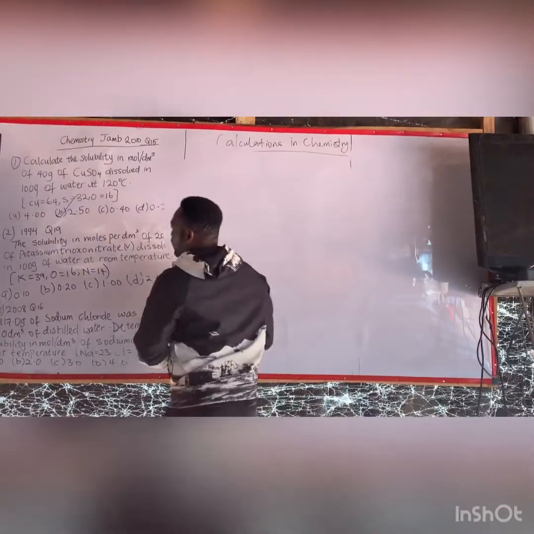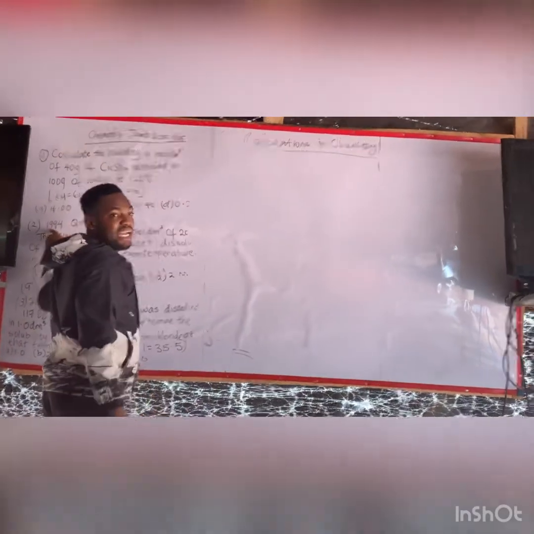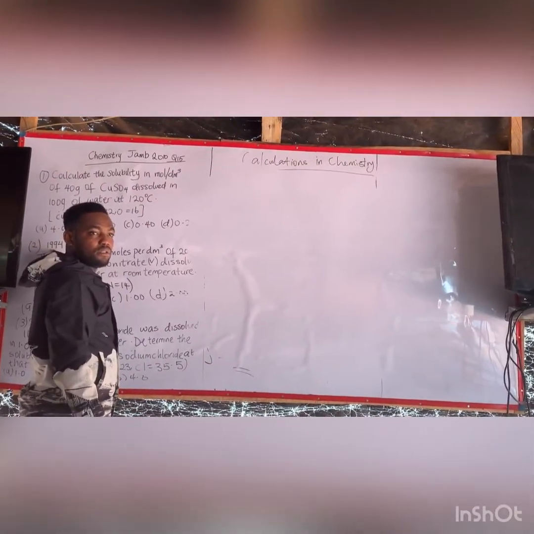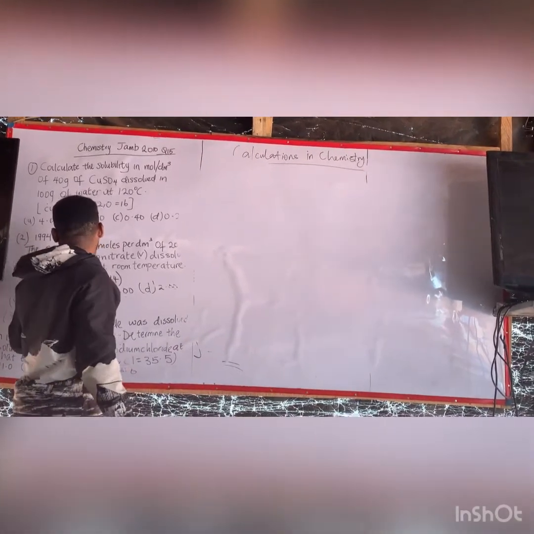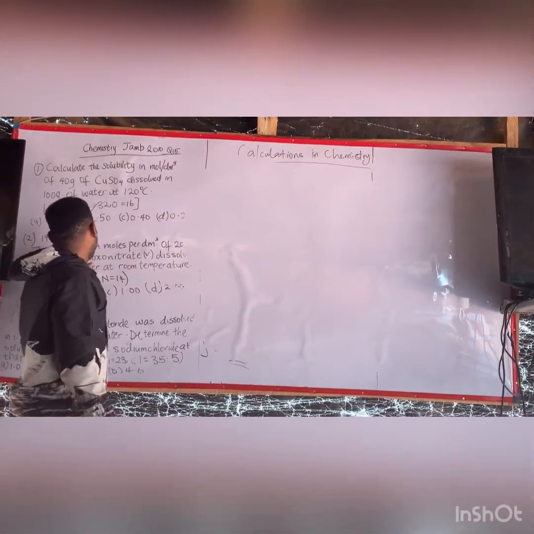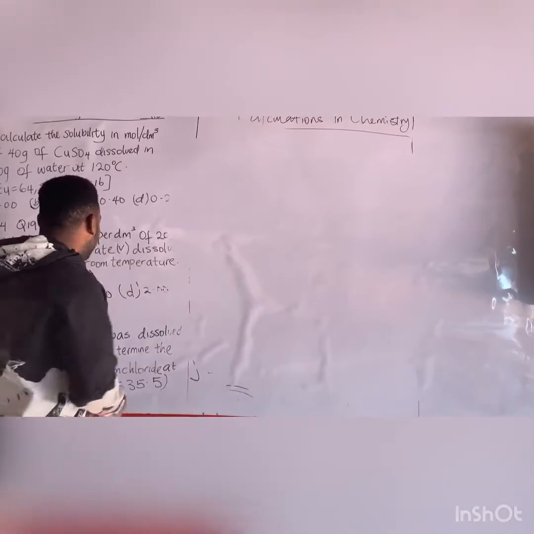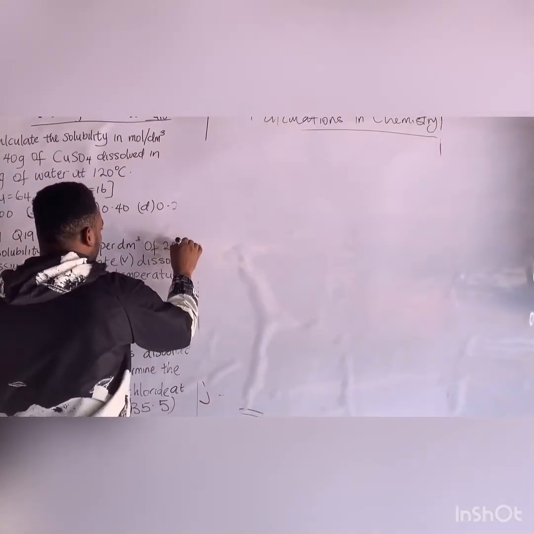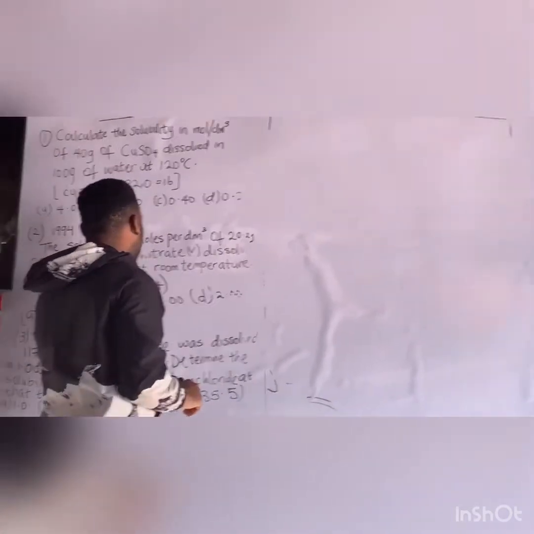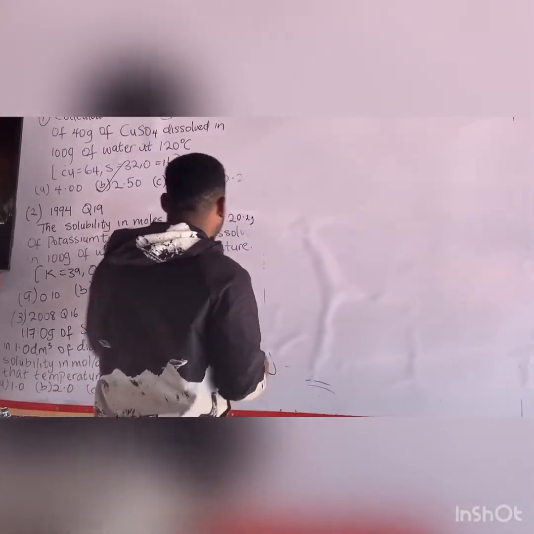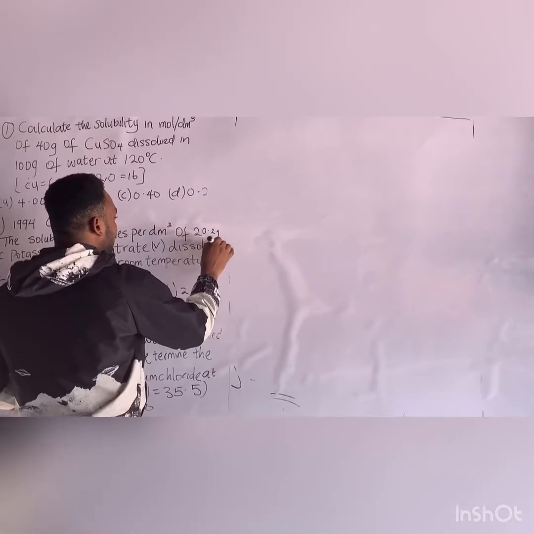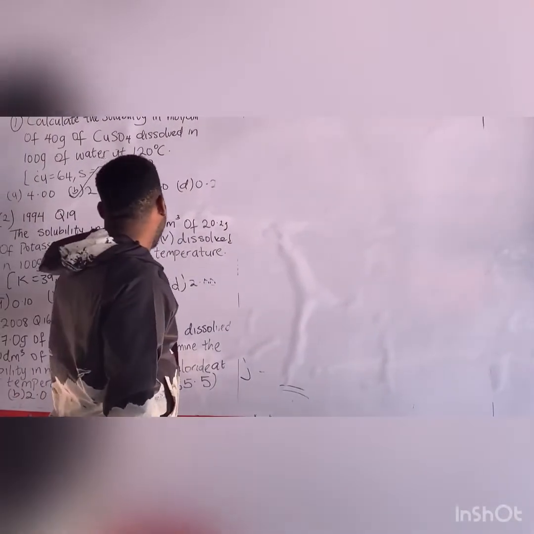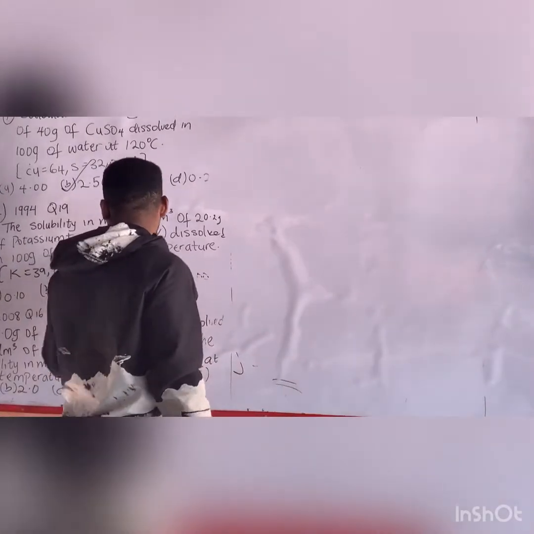All right, this next question is from 1994, question 19. The question says the solubility in mole per dm cube of, this should be 20.2 gram of potassium trioxonitrate 5 dissolved in 100 gram of water at room temperature is what?